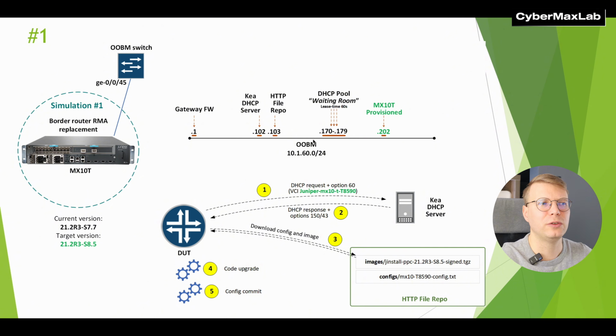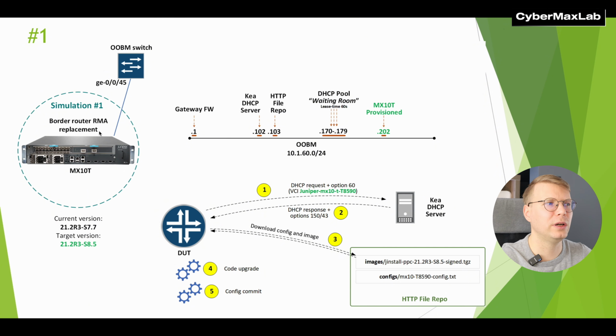On the right side, we can see the structure of my out-of-band management network, which is 10.160/24. If you look from the left side, that one is a gateway, which is basically the firewall that protects my out-of-band management network. Then .102 is a Kea DHCP server. .103 is the HTTP file repository, so we'll look into this a little later. And then there is a range of addresses called a pool, which I call the waiting room, from .170 to .179 with a very short lease time. The idea is to treat it as a waiting room, so I would like all my devices waiting to be provisioned to land in this area and then leave it after they are provisioned.